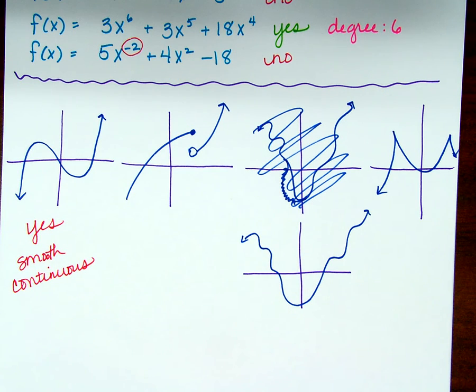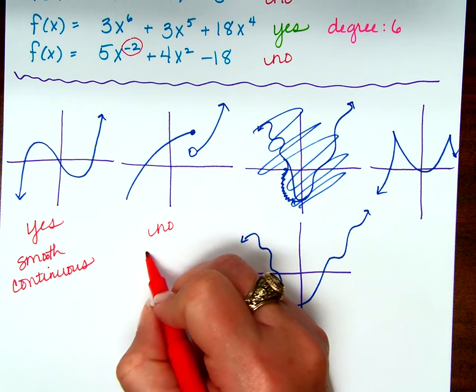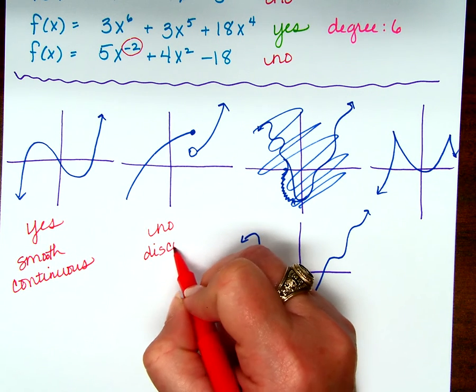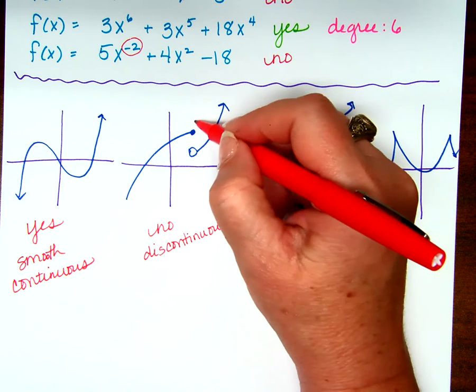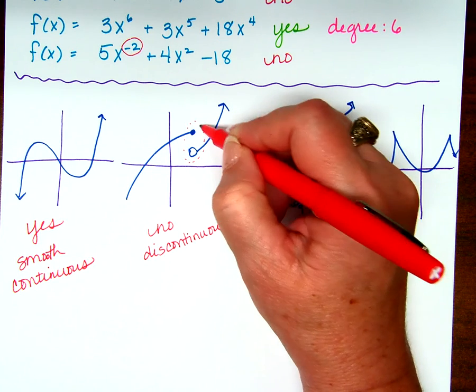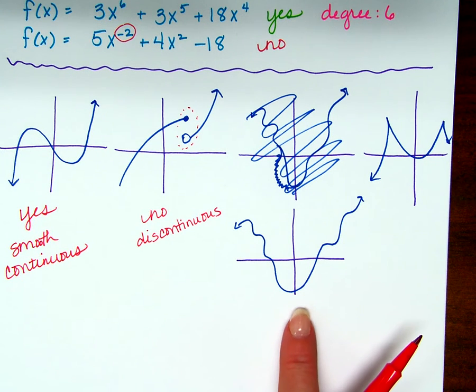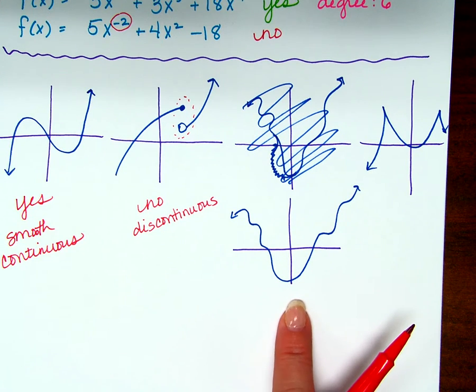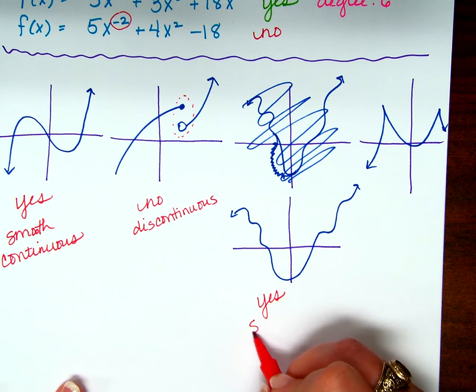So can you tell me about the second one? Is that a polynomial or not? Why? So it's discontinuous. Because it's right here. Stops and starts again. What about this crazy one? Because it's smooth and continuous, right?